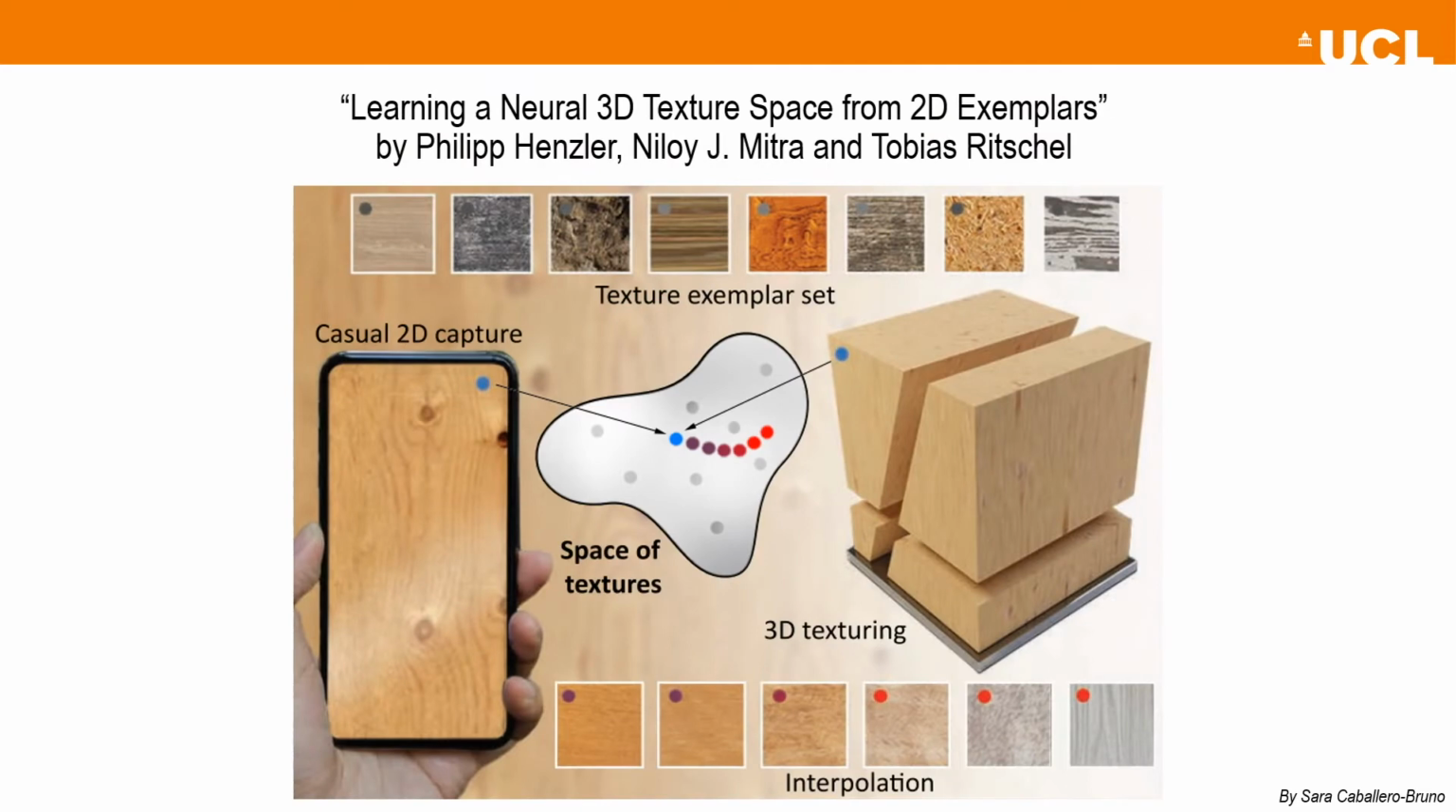They developed a machine learning model that takes a 2D input texture and can predict the appropriate 3D texture space. A 3D texture space would be a dynamic texturing algorithm for any 3D point in space.